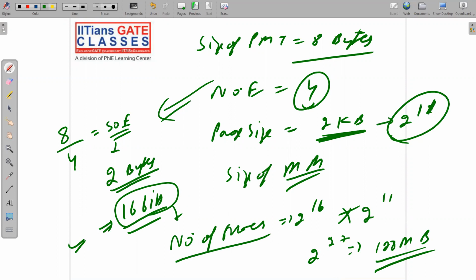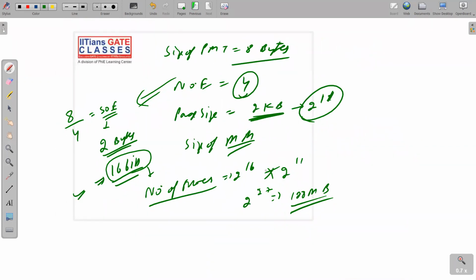I hope you have got it. If you are facing any kind of difficulty, then rewind the video and watch it again and again. You will get more clarity. Very simple numerical. It was a basic twist, a 2 byte entry, and everywhere I have taken the entry in bits. So 2 bytes means 16 bits, so a 16-bit entry. That means the number of frames in main memory is 2 power 16, and the size of each frame, same as page size, is 2 power 11. So 2 power 16 into 2 power 11 is 2 power 27, that is 128 MB. Very obvious.